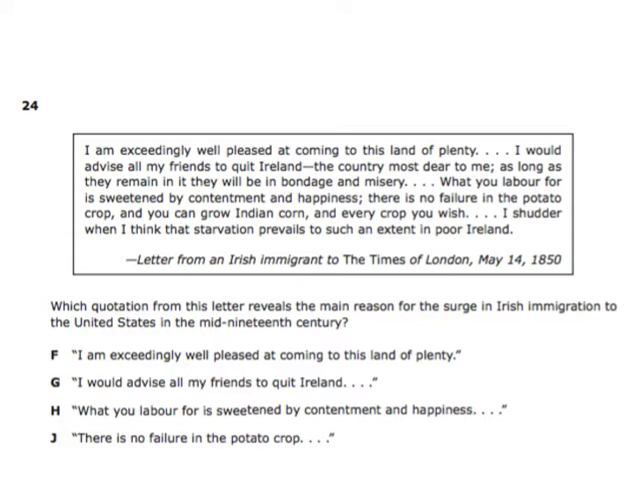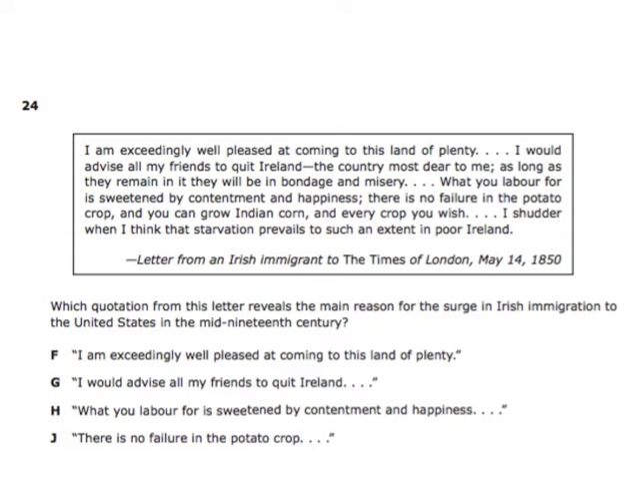I am exceedingly well pleased at coming to this land of plenty. I would advise all my friends to quit Ireland, the country most dear to me. As long as they remain in it, they will be in bondage and misery. What you labor for is sweetened by contentment and happiness. There is no failure in the potato crop, and you can grow Indian corn and every crop you wish. I shudder when I think that starvation prevails to such an extent in poor Ireland.